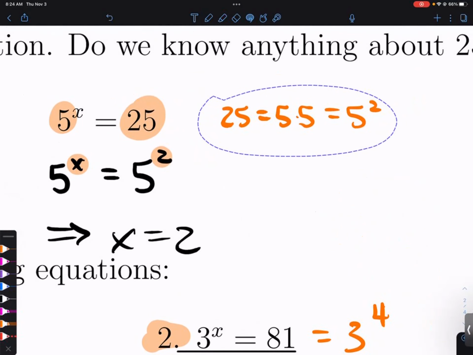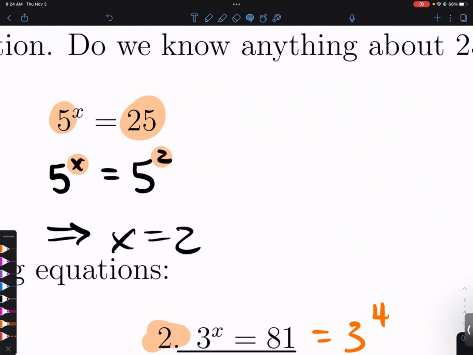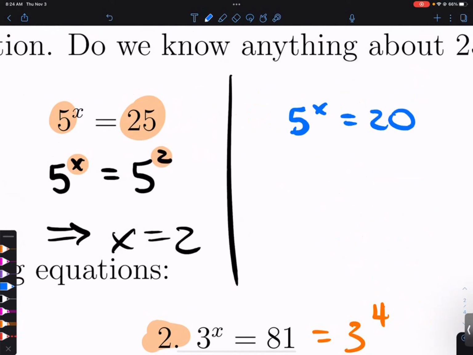The reason I'm able to solve that is because 25 is a nice power of 5 that I can guess, right? Or that I recognize, that I know already. This would not work if I wanted to solve something like 5 to the x equals 20, right? 20 is a power of 5. It's just not a nice one that you're going to guess or do by hand or by multiplying by 5 a bunch of times, right?